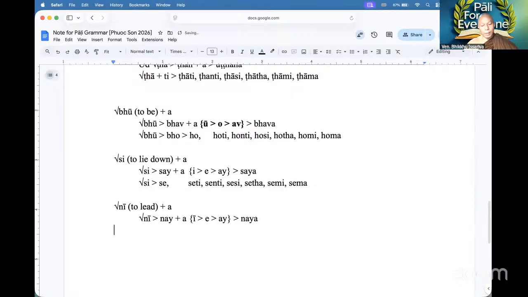But if we don't use that conjugation sign a, then ni, E becomes A, so ni. From the ni: ni di, ni ndi, ni si, ni ta, ni mi, and ni ma. So neyadi, neyandi, neyasi, neyata, neyami, neyama. But without using a: nedi, nendi, nesi, neta, nemi, nema.